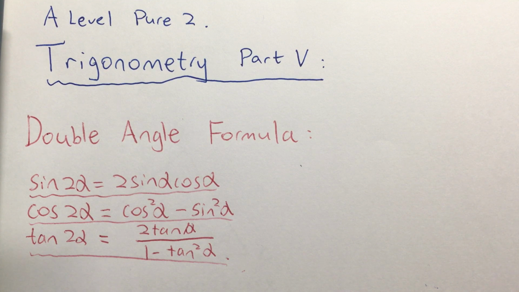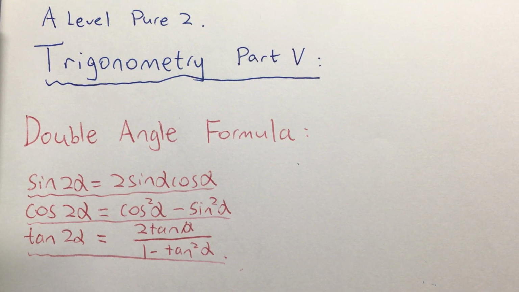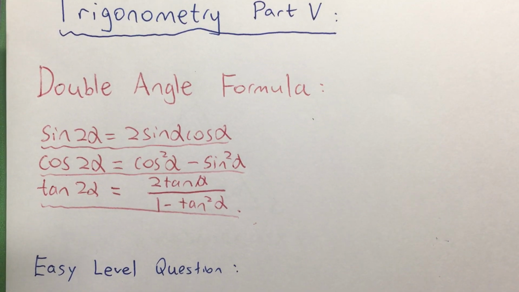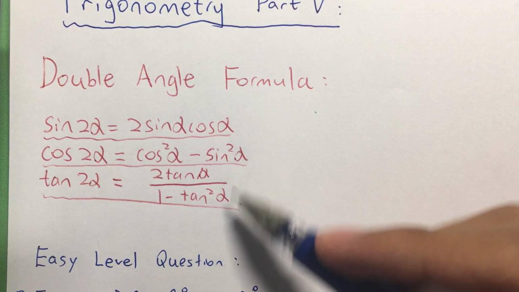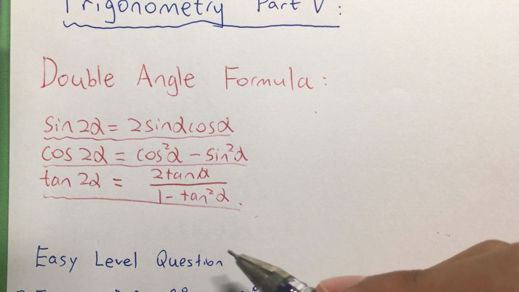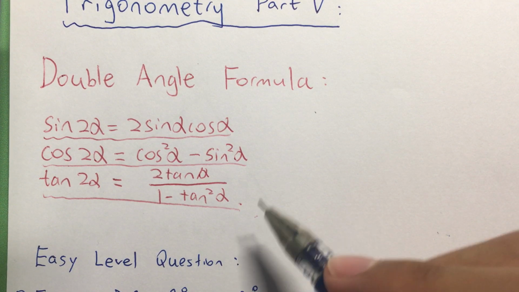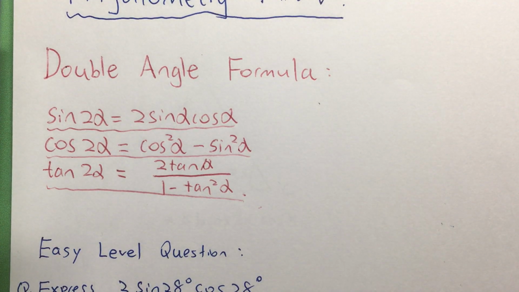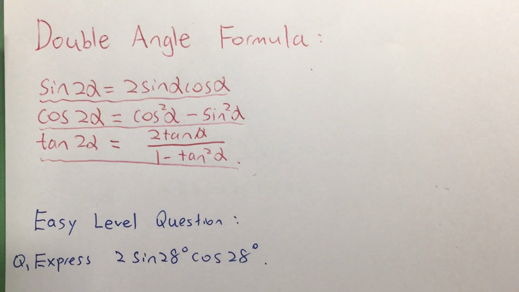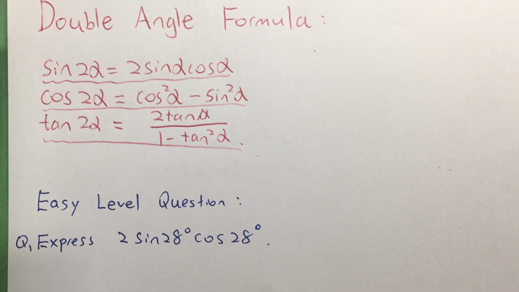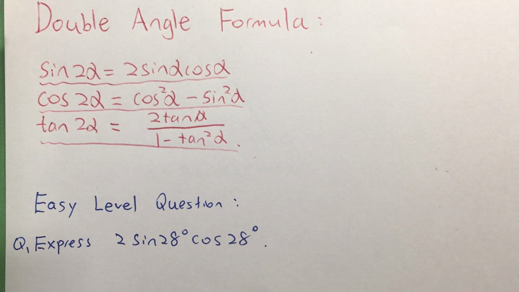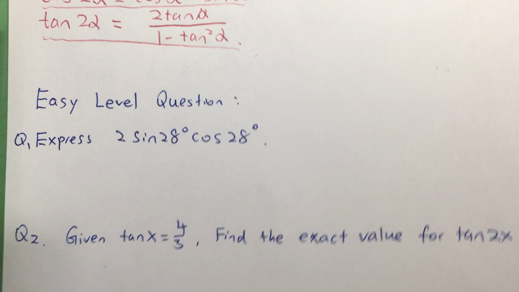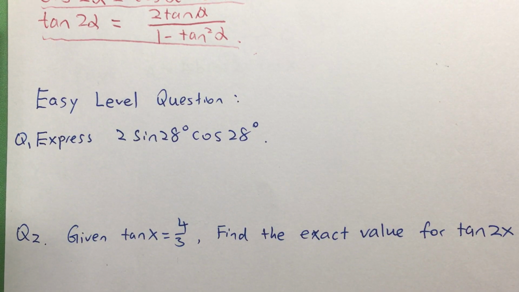I'm going to teach you double angle. We have already proved the formulas yesterday, which are these three: sine 2 alpha, cosine 2 alpha, and tangent 2 alpha. If you want to know how to prove them, you can go back to yesterday's video. Today let's just use these three formulas to do some questions, and same as before, let's start with some easy level questions.